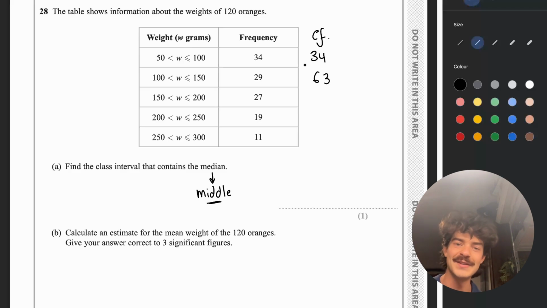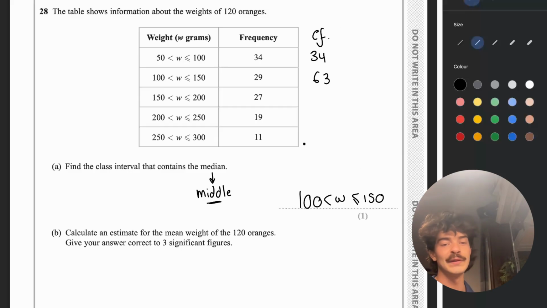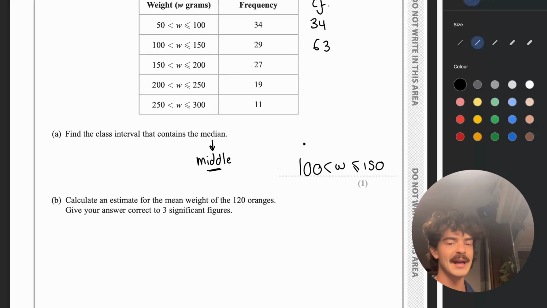So that means the first 34 fell into this first bucket, let's call it, or first interval of 50 to 100. But then between 34 and 63, all of those oranges fell into this one. And of course, we're interested in where orange number 60 went. So there it is. It's in the interval 100 to 150. Excellent. Okay, so we could leave that there. You could continue doing your cumulative frequency. Doesn't really matter.